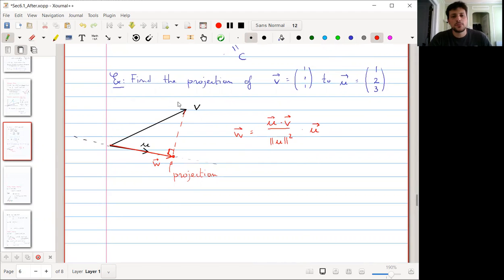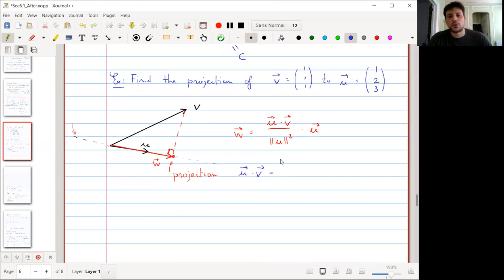This is the situation. I have my vector v and I want to project it down to the vector u, which is, I want to project it down to this line here, the line parallel to u. The projection, as you can see in this picture, is the vector w that forms a right angle and it's parallel to u. It forms a right angle with v, well, with the projection of v, and it's parallel to u. The formula is given here, so let's write down what that gives us.